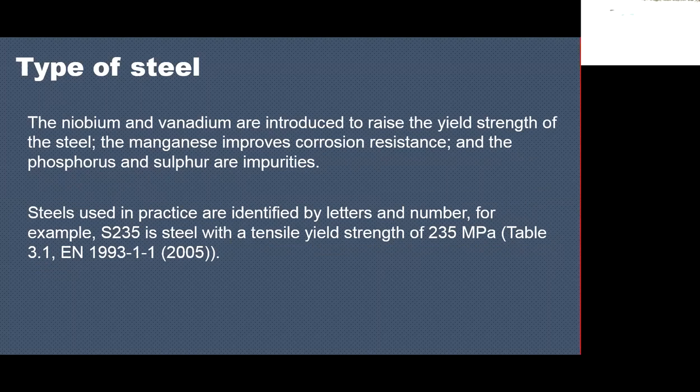The niobium and vanadium are introduced to raise the yield strength of the steel. The manganese improves corrosion resistance. Phosphorus and sulfur are impurities that we are not able to eliminate. Steel used in practice is identified by letters and numbers. For example, S235 steel has a tensile yield strength of 235 MPa. So these are the types of steel.